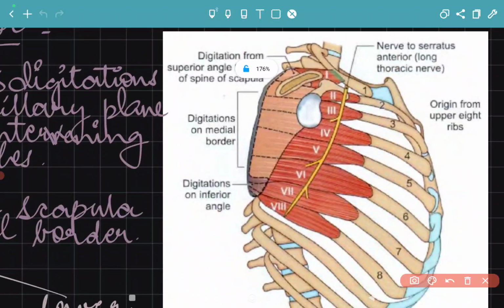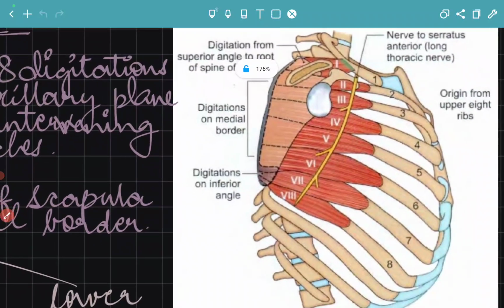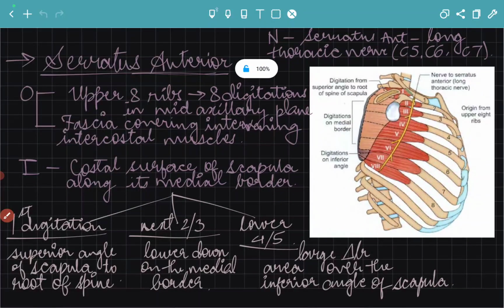So the upper one digitation from the superior angle to the root of spine of scapula, then next 2 to 3 digitations to the medial border of scapula, and lower 4-5 digitations covering this large triangular portion over inferior angle. That was about origin and insertion.